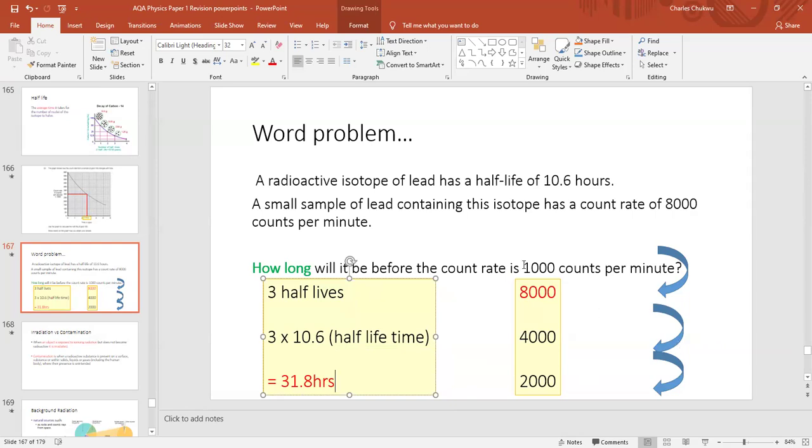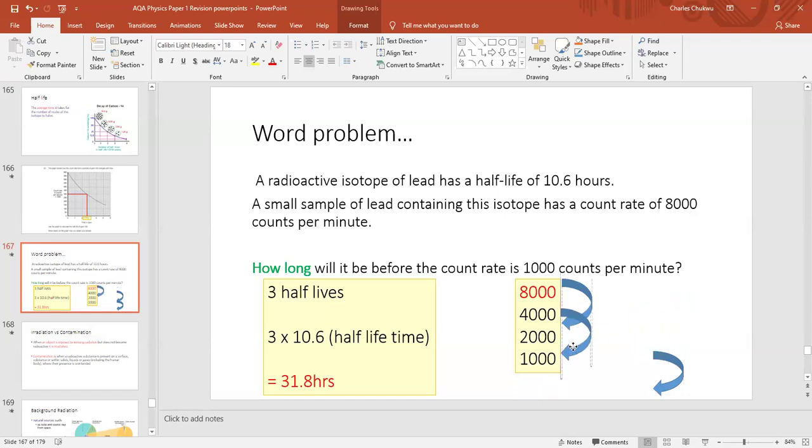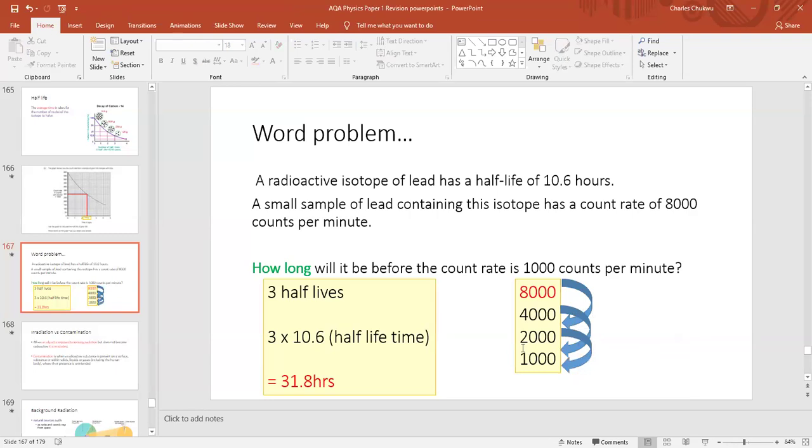So actually, in real sense, this 1,000 should be at the bottom. Let me see if I can arrange it that way. Okay, so 8,000 became 4,000, 4,000 became 2,000, 2,000 became 1,000. So I think it's better this way. Yes, it makes more sense like this.